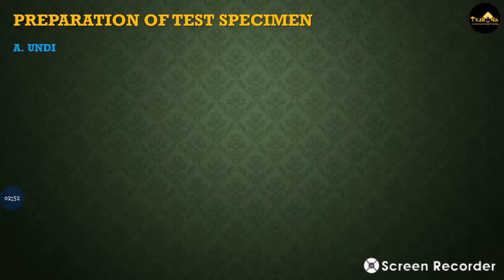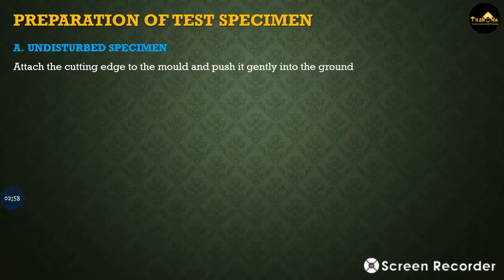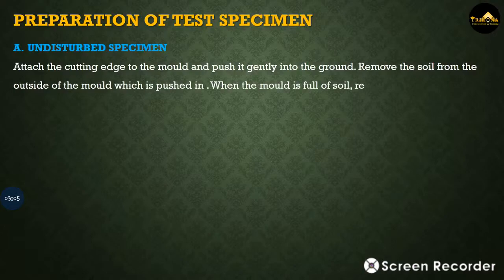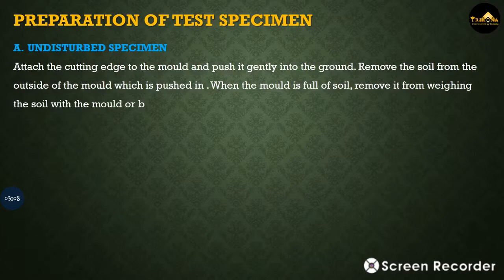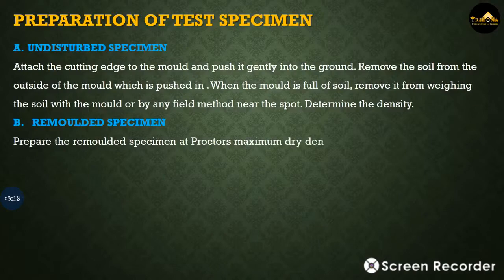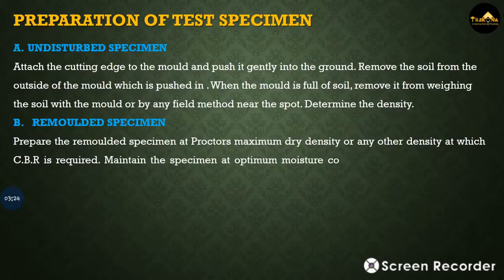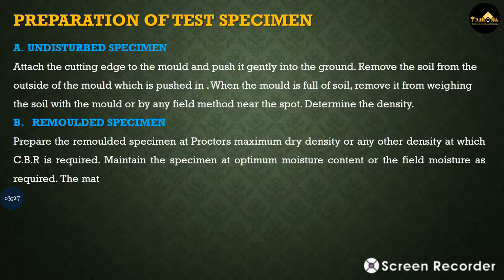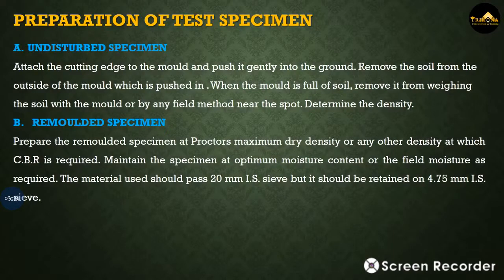For the preparation of the test specimen, for an undisturbed specimen, we need to attach the cutting edge to the mold and push it gently into the ground. Remove the soil from the outside of the mold which is pushed in. When the mold is full of soil, remove it, weigh the soil with the mold or use any field method near the spot, and determine the density. For a remolded specimen, prepare the specimen at Proctor's maximum dry density or any other density at which the CBR is required. Maintain the specimen at optimum moisture content or the field moisture as required. The material used should pass the 20 mm sieve, but it should be retained on a 4.75 mm sieve.